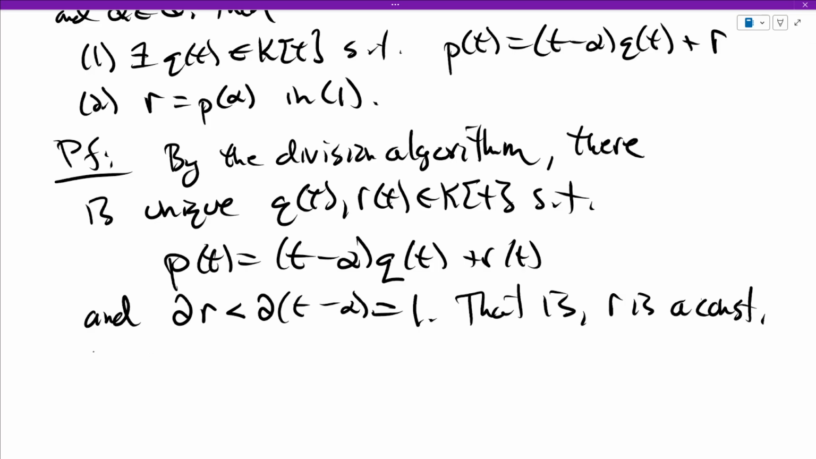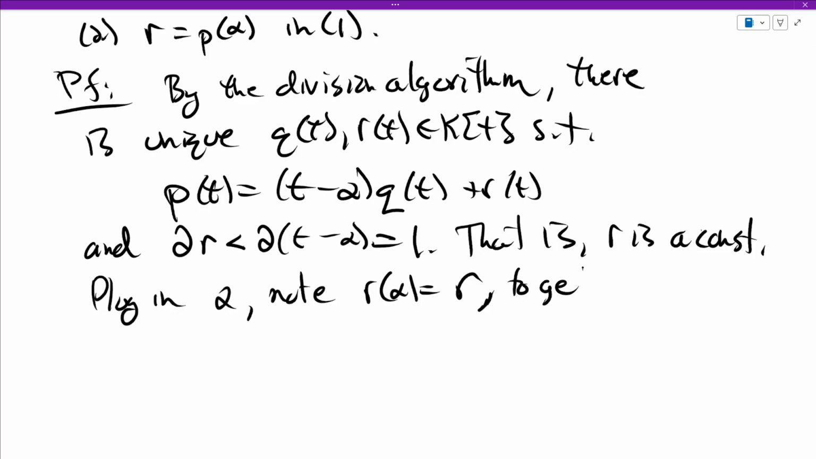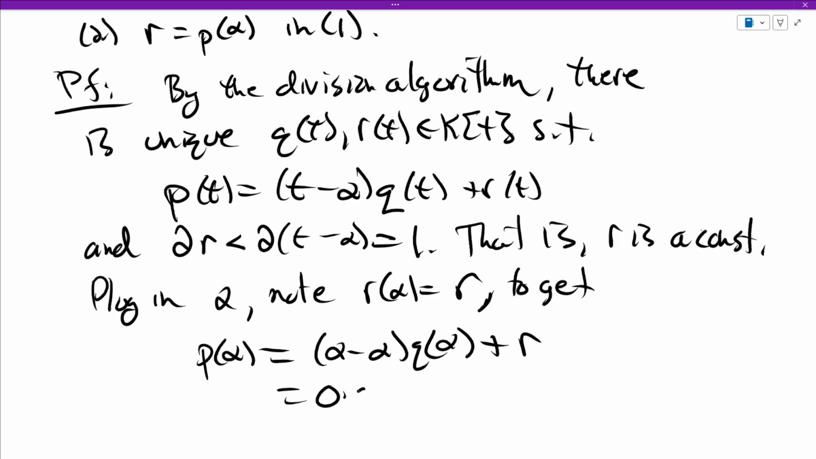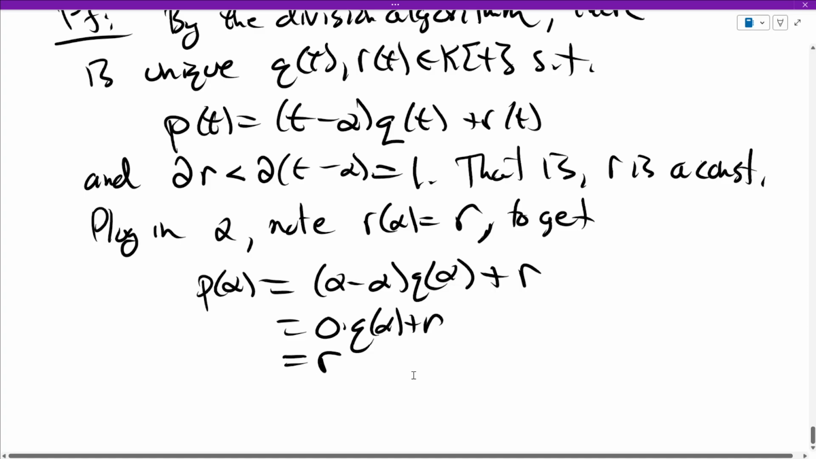For 2, we can plug in alpha. And let's note that since R is a constant, R of alpha is just some constant R that we don't know. On the one hand, we have P of alpha, that's plugging alpha into the left-hand side. On the right-hand side, when we plug in alpha, we get alpha minus alpha Q of alpha plus R. But alpha minus alpha is 0. And so we just get R because the Q of alpha gets zeroed out. But that's the second part, right? It's that R should be P of alpha.